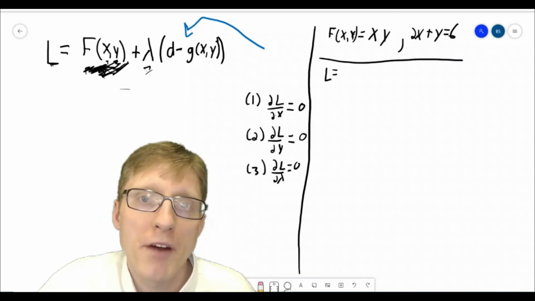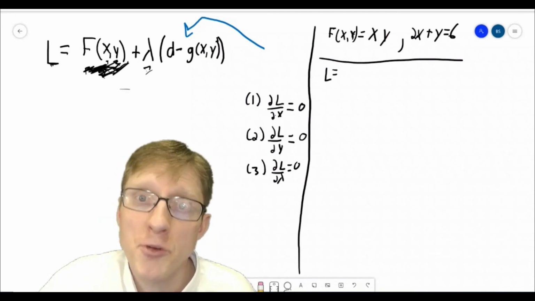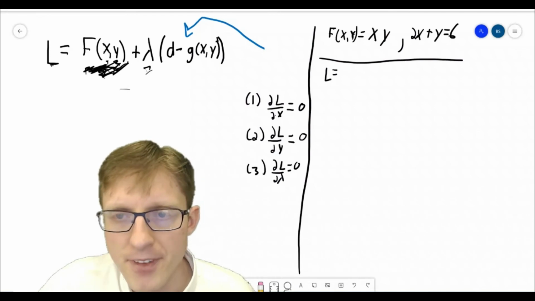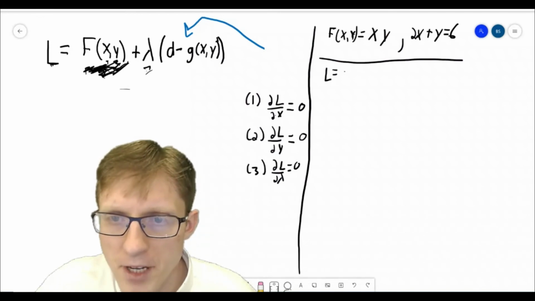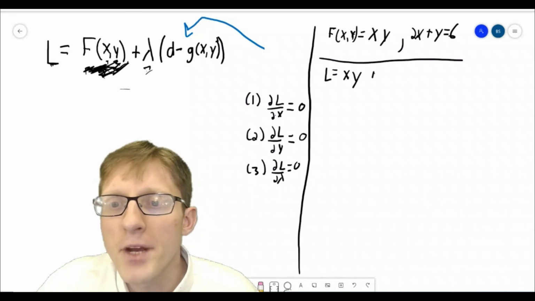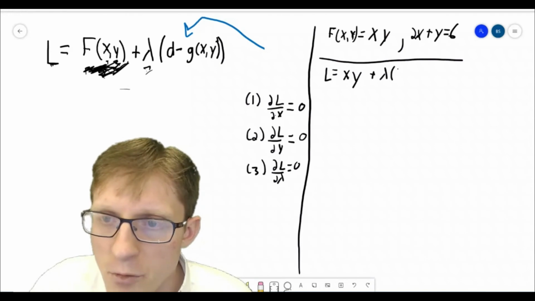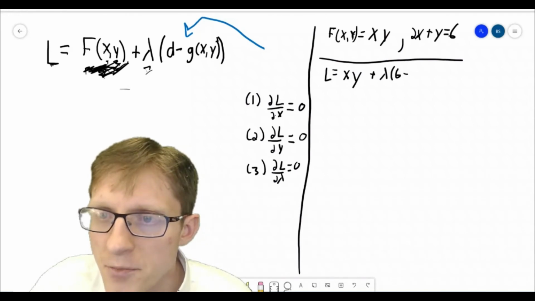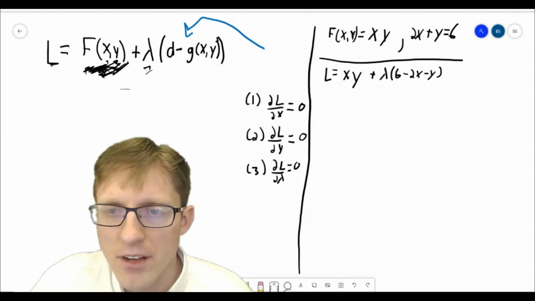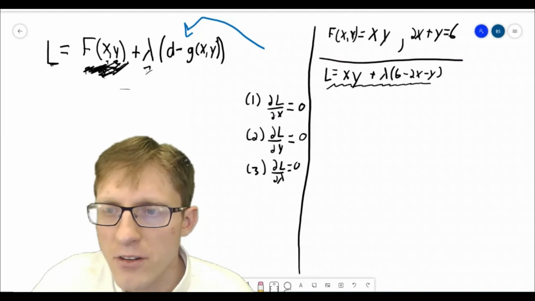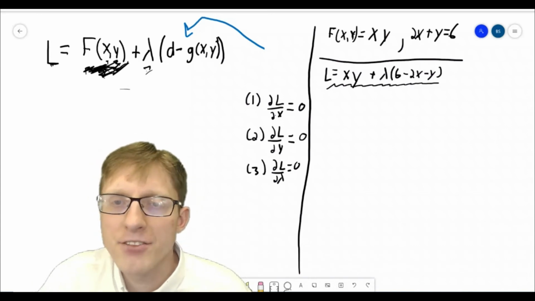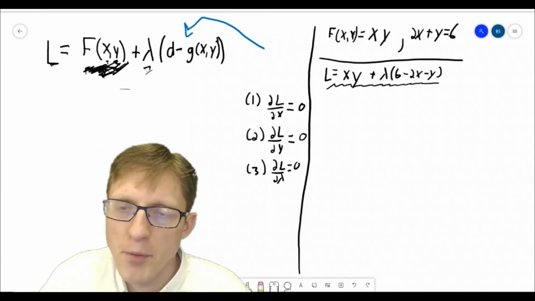You always just want to put whatever you're trying to maximize or minimize first, and then the constraint is what is multiplied by lambda. So the thing we're trying to maximize in this problem is x times y. Then we're going to add to that the Lagrange multiplier lambda times the constraint, rearranged to be equal to 0. That rearranged constraint is just going to be 6 minus 2x minus y. So this part here is the Lagrangian function, and that is the function that we're going to use to take these three partial derivatives.